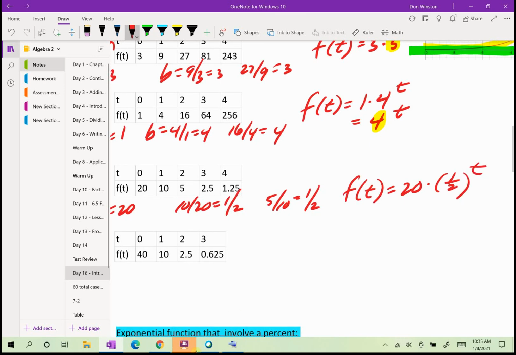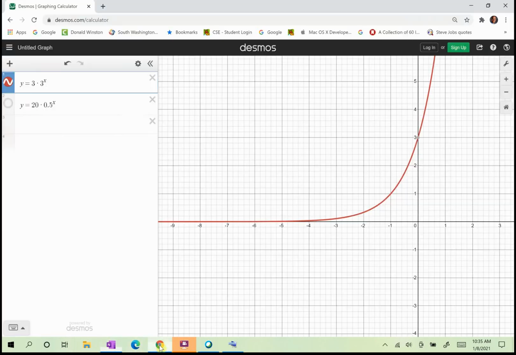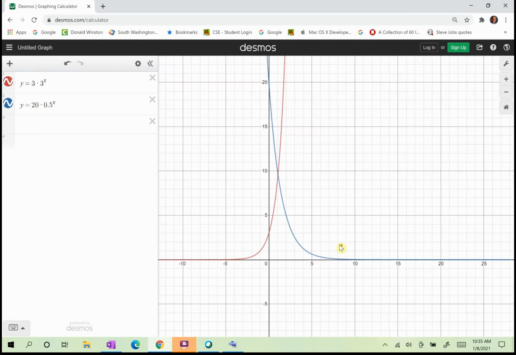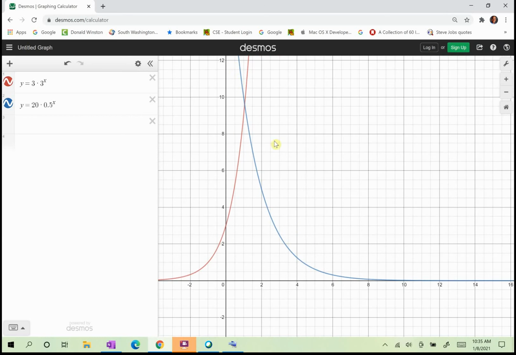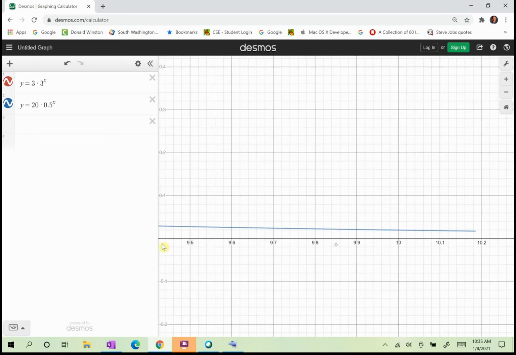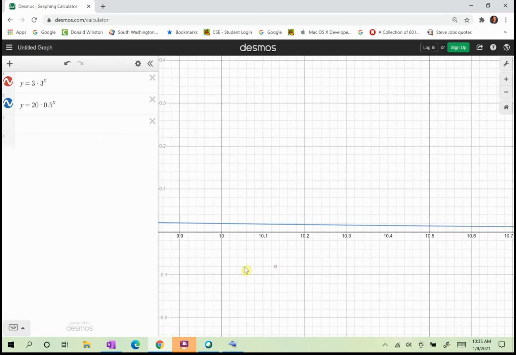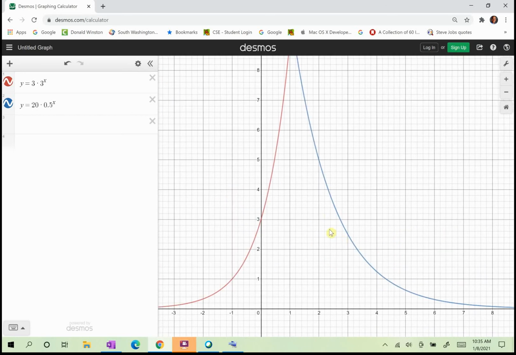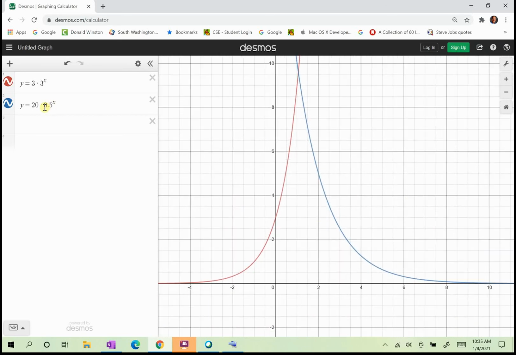All right, now let's take a look at that on decimals here. So if I go to decimals, all right, so there. Notice that's 20 times 1/2, or 0.5, raised to the t. But I want you to notice here that blue graph, that's decay. So for that graph, the value of f of t is getting smaller and smaller. Again, my asymptote will still be the line y is equal to 0, because you'll see that that graph is getting closer and closer to the line y is equal to 0. My asymptote will still be the same. But that's exponential decay.